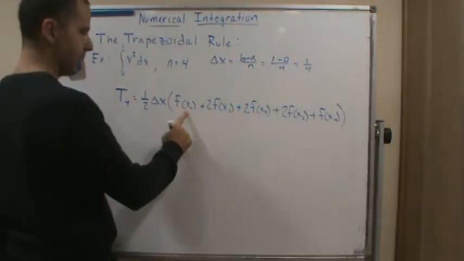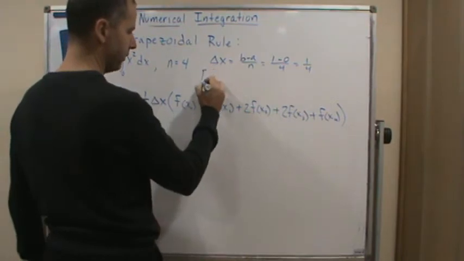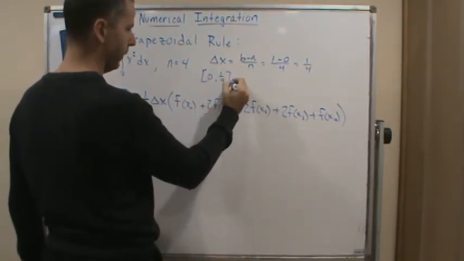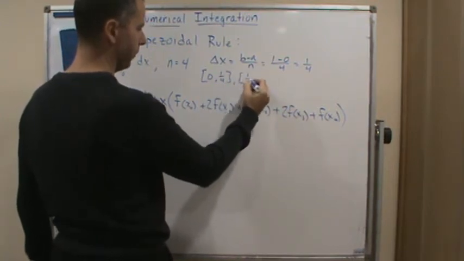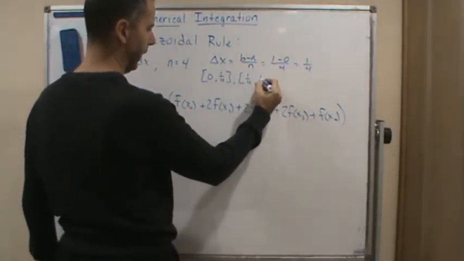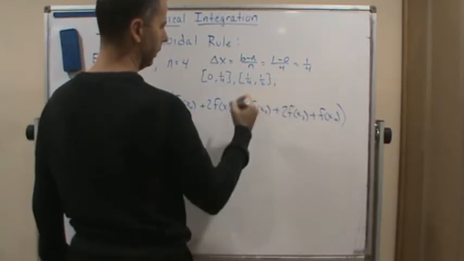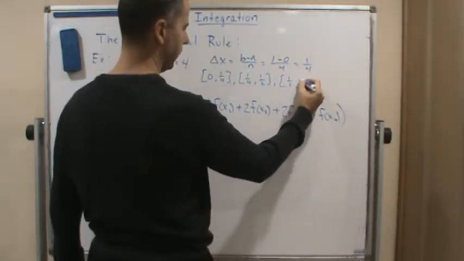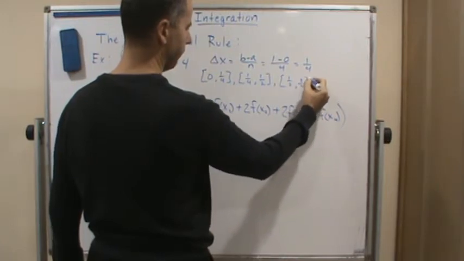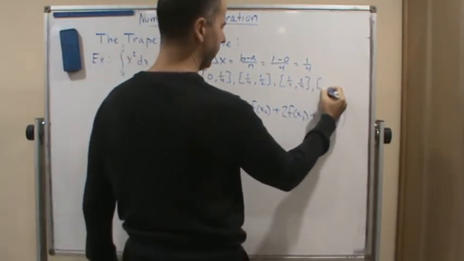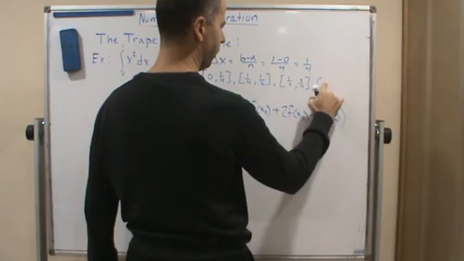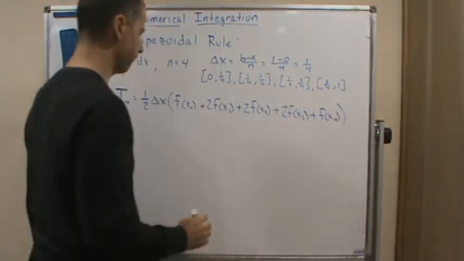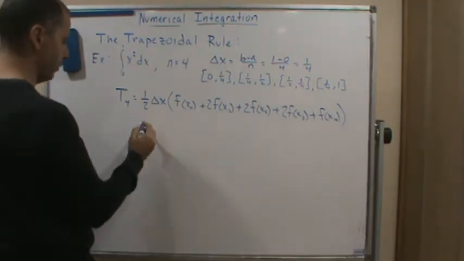Okay, so then our subintervals, right? So we need our subintervals. Our subintervals are going to go from 0 to a fourth, and then from a fourth to a half, and then from a half to 3/4, and then finally our fourth subinterval is 3/4 to 1. And so now all we're going to do is stick this in here.